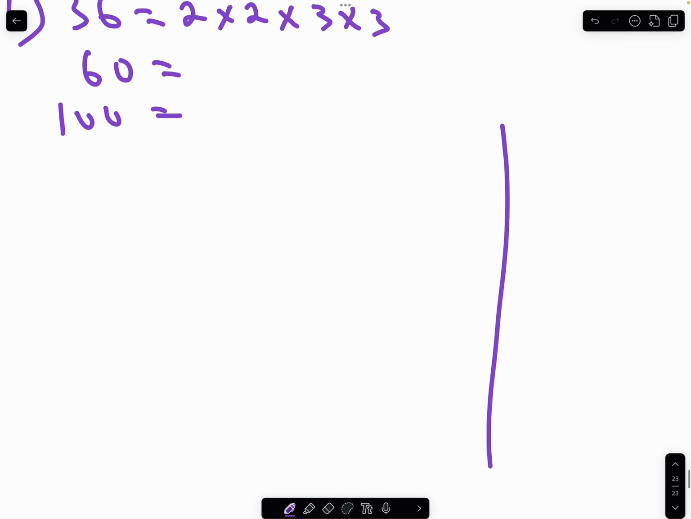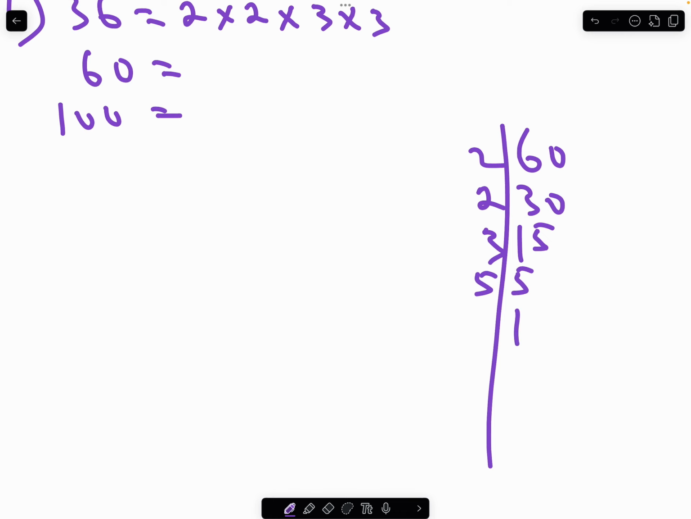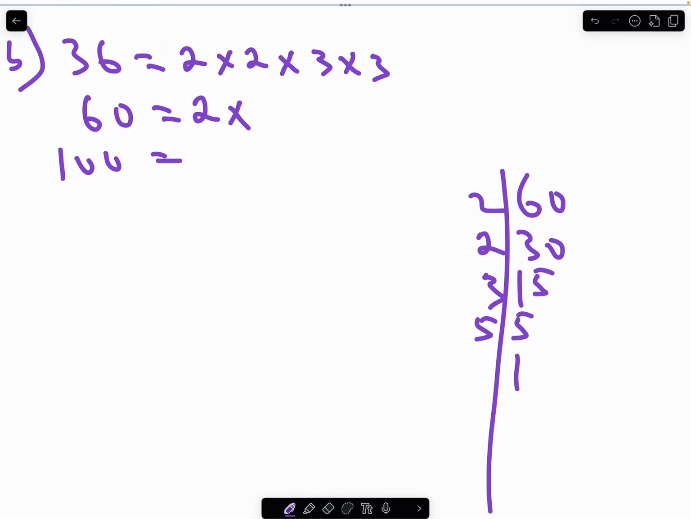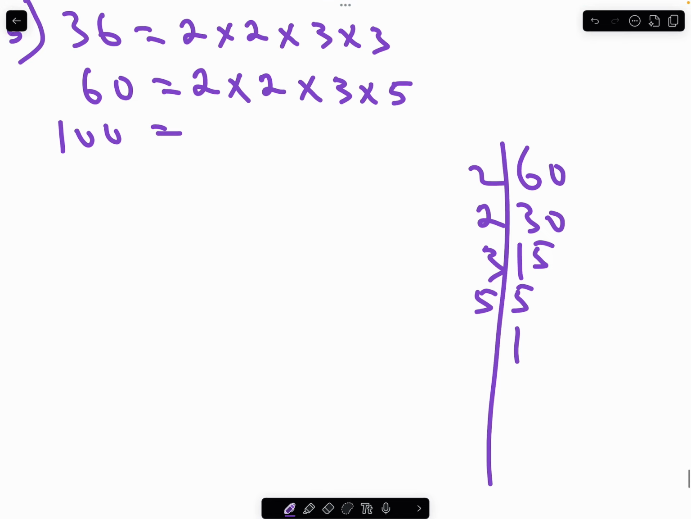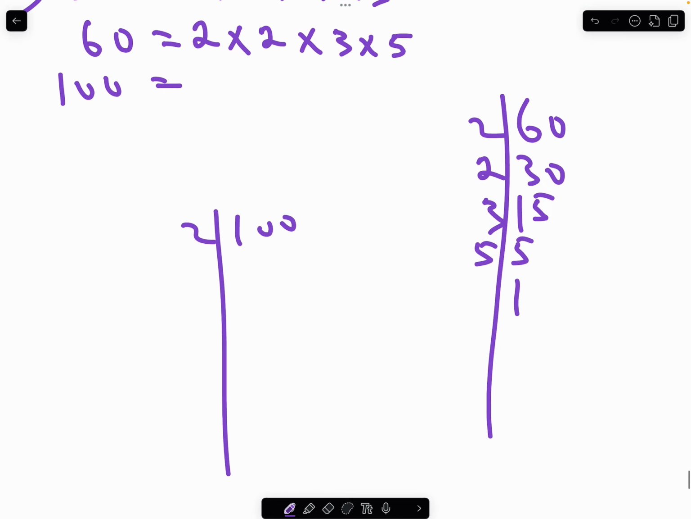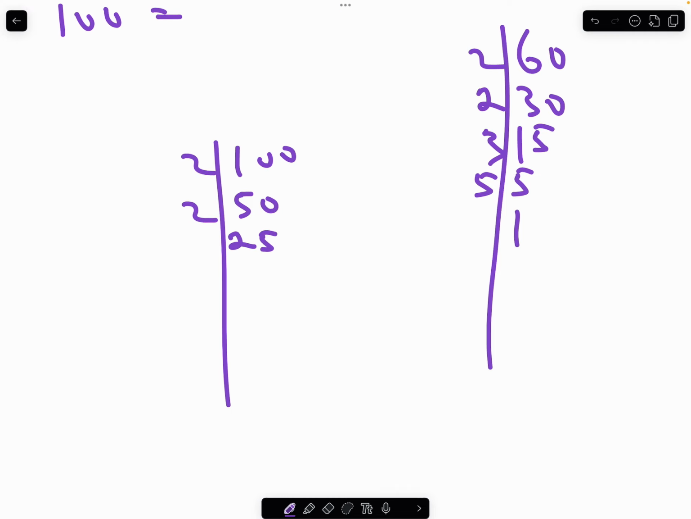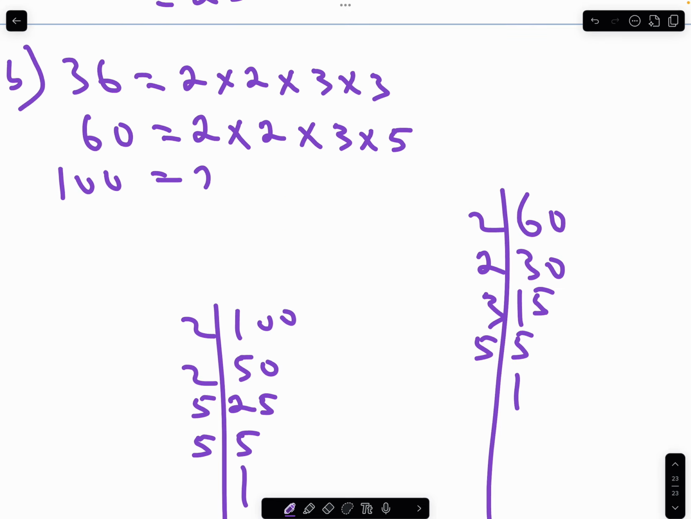Now to 60. How do you write 60 as a product of its prime? 2 in 60 is 30. 2 in 30 is 15. 2 will not go anymore. Go to the next one, which is 3. 3 in 15 is 5. 5 in 5 is 1. So 60 as a product of its prime is 2 times 2 times 3 times 5. Now to 100. 2 in 100 is 50. 2 in 50 is 25. 2 won't go anymore. You go to 3. 3 won't divide that. You go to 5. 5 in 25 is 5. 5 in 5 is 1. So 100 is 2 times 2 times 5 times 5.